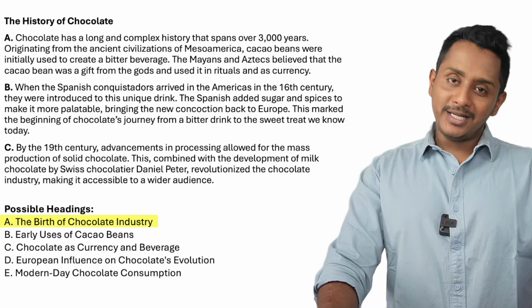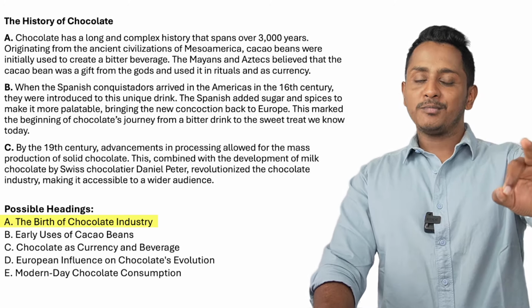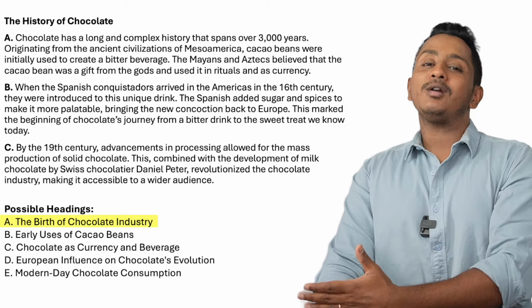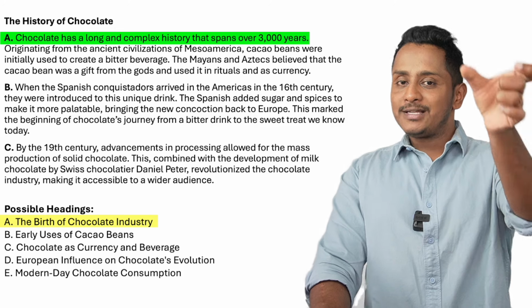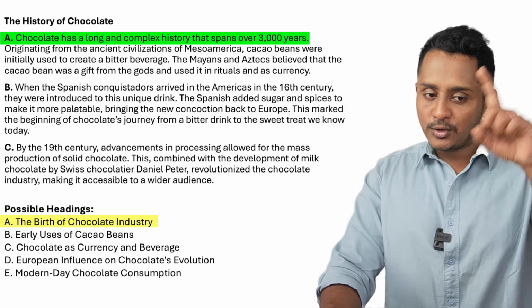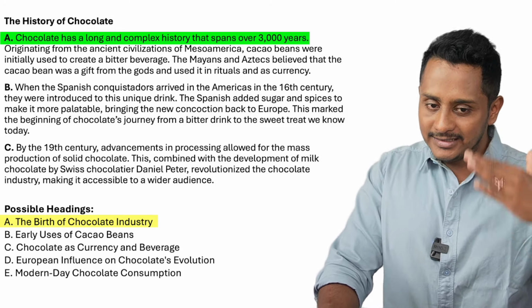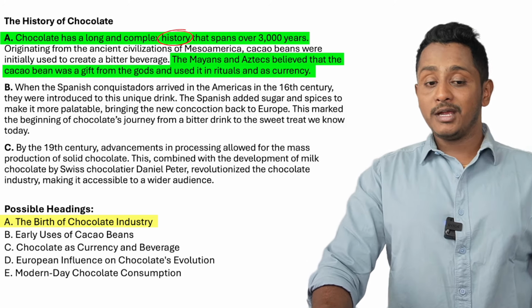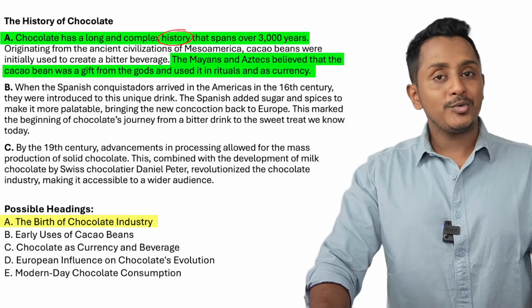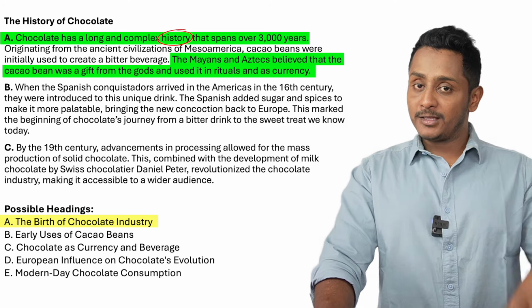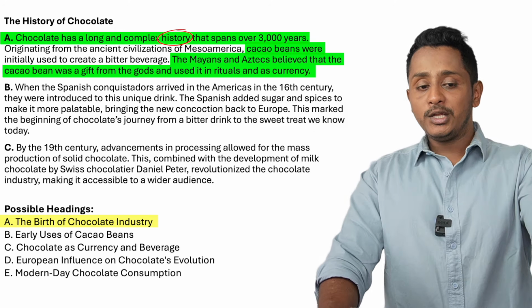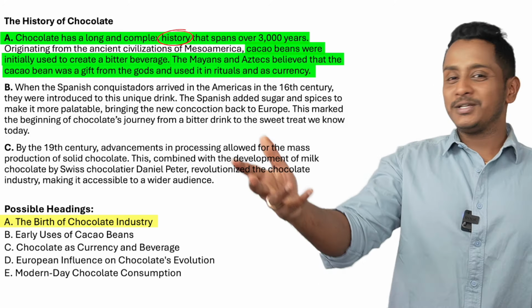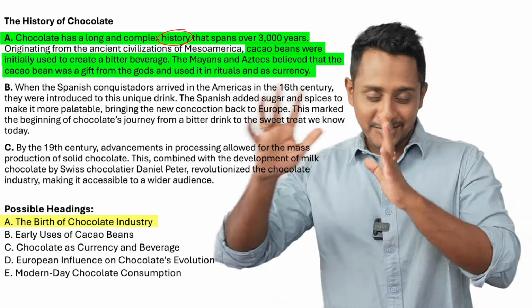The birth of chocolate industry. The first paragraph is talking about how the chocolate came into picture, where it was used, for what it was used. You just see chocolate has a long and complex history. It's talking about history. And read the last line: the Mayans and Aztecs believed that it was a gift from God, used it in rituals and as currency. The previous line, chocolate beans were initially used to create. So probably it's talking about where it is used, what you did with that in the past.